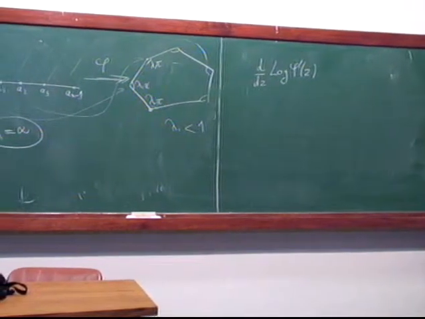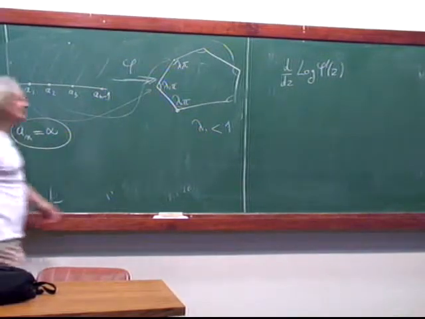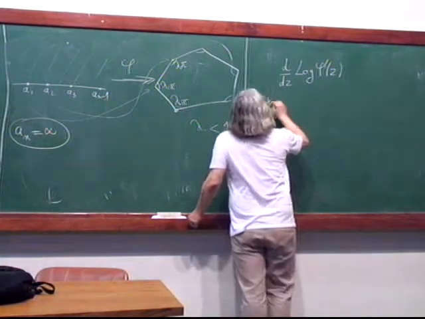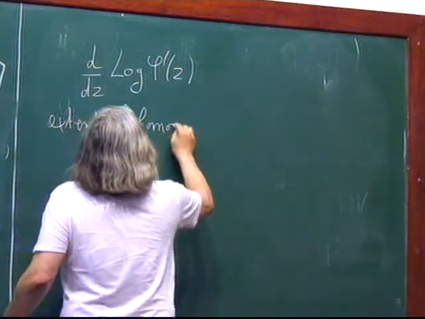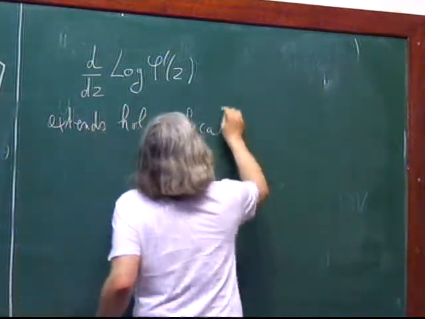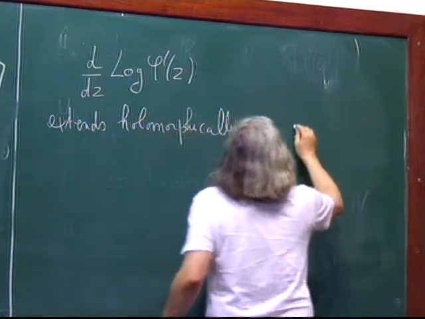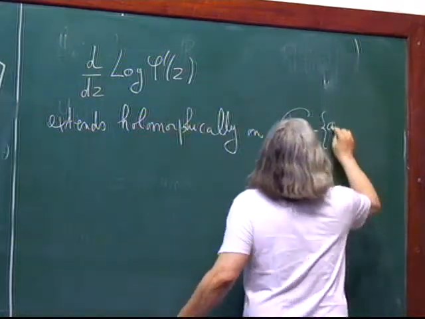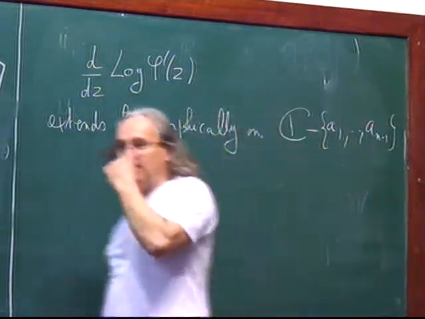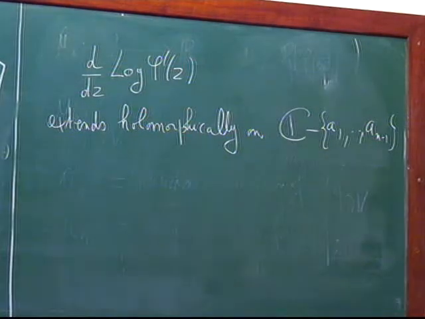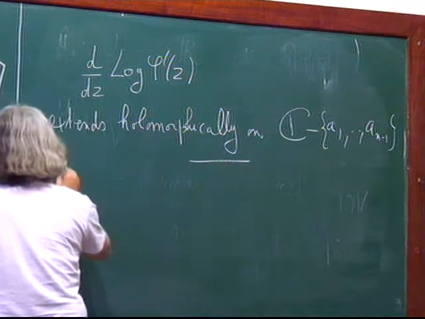And Schwarz observed that this holomorphic function has to extend holomorphically on the full plane minus the points A1, ..., A(n-1). So why is it so? Well, this is precisely the place where Schwarz introduced his famous symmetry principle.